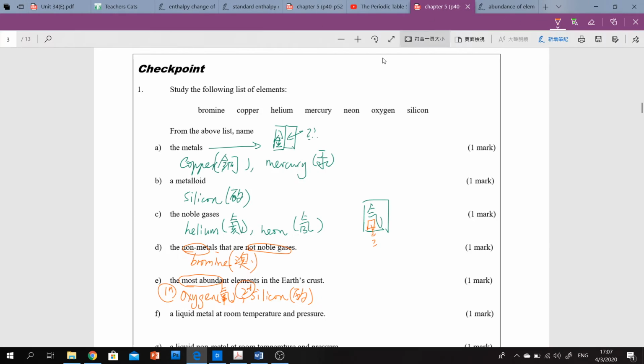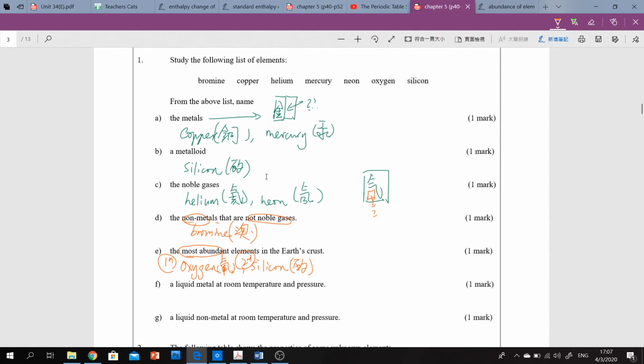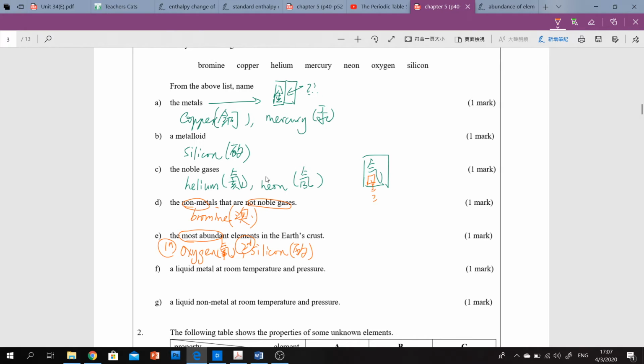So remember. How about a liquid metal at room temperature and pressure? Do you know what that is? Liquid metal and liquid non-metal, you may find the two. Yes, that's right. This one is commonly asked. Mercury, or 水銀. Those liquid non-metals is bromine. So can you get the point?